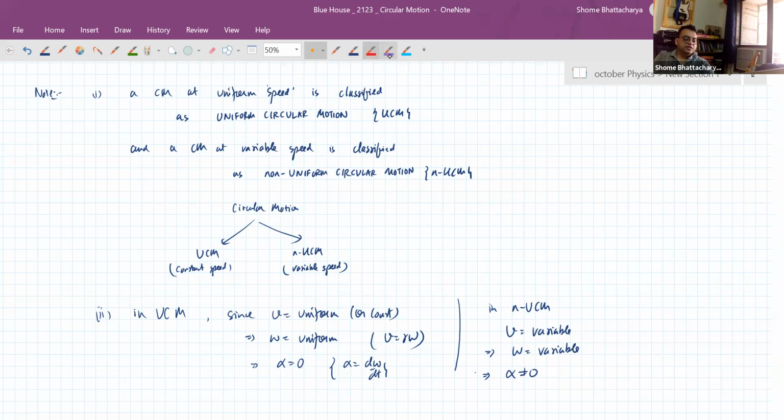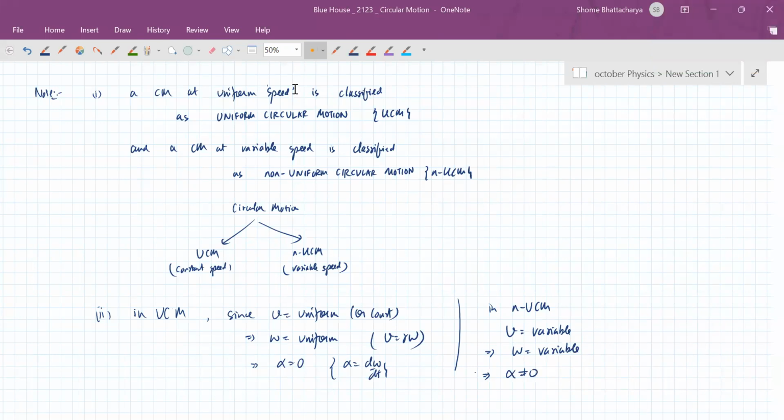So that becomes an additional difference between these two. Constant speed, variable speed. So that also means constant angular speed and zero angular acceleration for UCM, whereas it makes variable angular speed and non-zero angular acceleration, non-zero alpha, for the case of non-uniform circular motion.